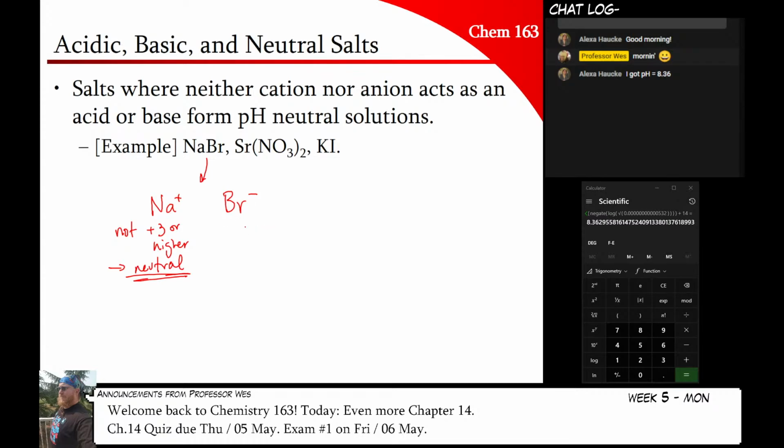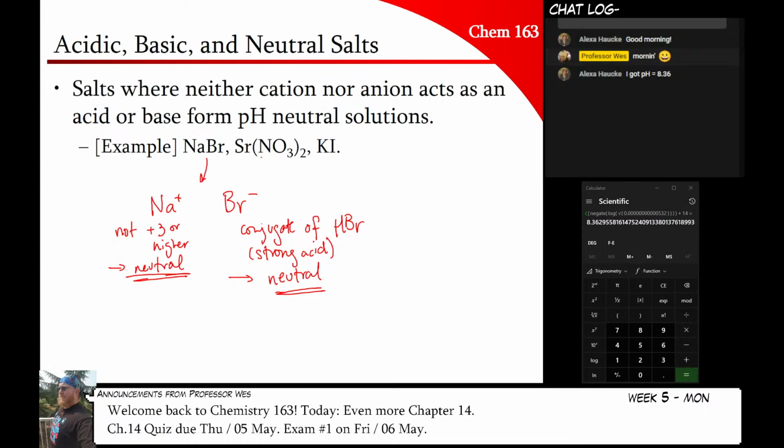And then we got bromide, which is the conjugate of HBr, which is a strong acid. And therefore this is neutral. So if this is true for both of your components, they both are neutral, your solution is pH neutral. So look for cations that are +1 or +2, and then look for conjugates of strong acids. If both ions meet those requirements, your solution is pH neutral.